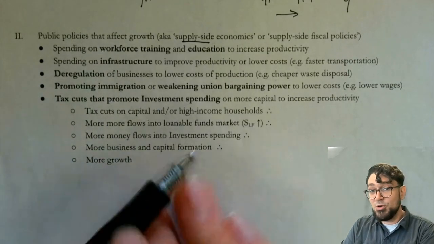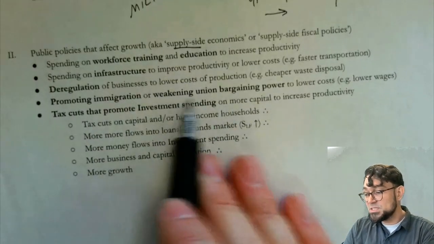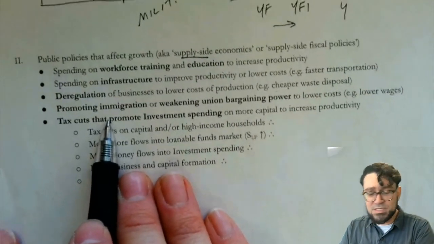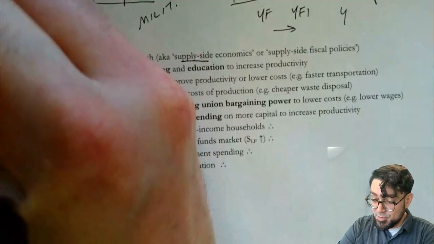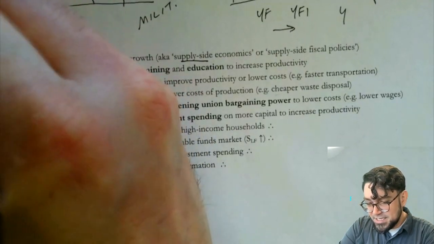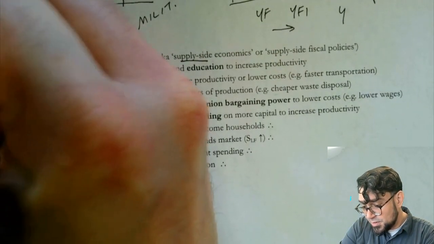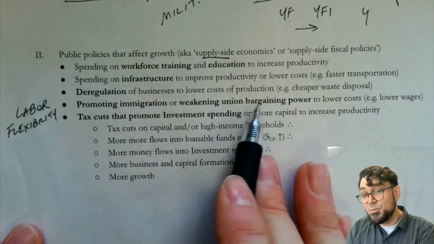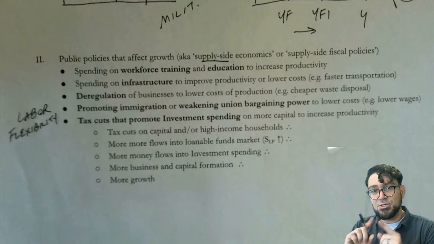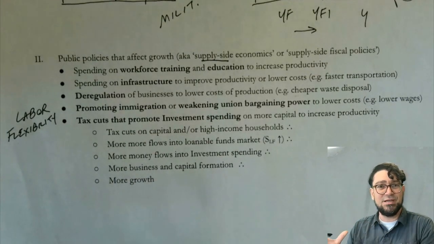A fourth one is promoting immigration. If we have more immigrants, or in particular skilled immigrants, or we weaken union bargaining power. This is sometimes called labor flexibility. I know that it sounds like a euphemism here, but it's really saying, how can we allow our labor, immigrants and people who are in labor unions, how can we allow them to be turned into output more efficiently?